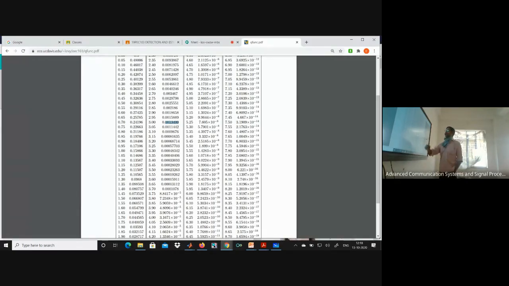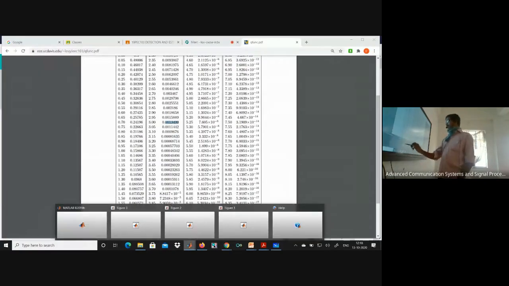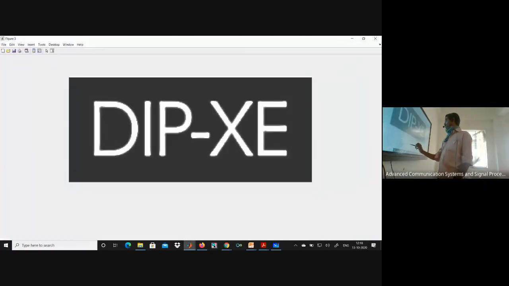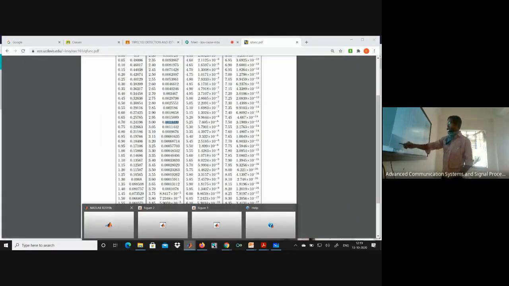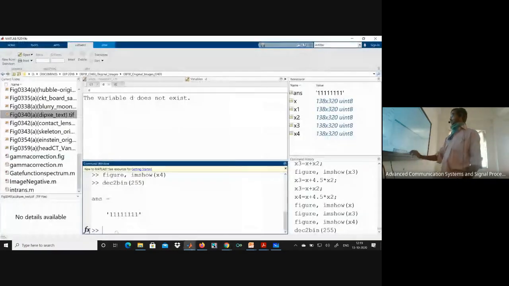So this is how to find and calculate this Q function value or right tail probability. In MATLAB, it is also readily available. Somehow these images have been like that for a long time. Anyway, let me remove this.